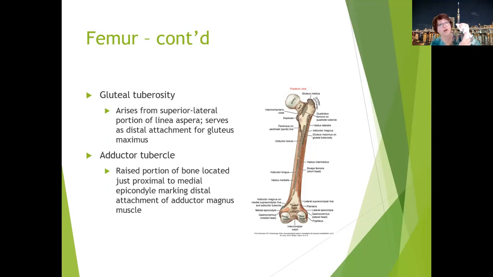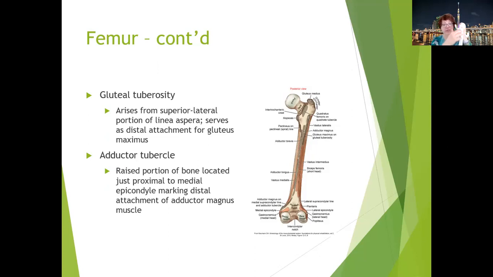The gluteal tuberosity arises from the superior lateral portion of the linea aspera and serves as a distal attachment for the gluteus maximus. So it forms the other leg of the Y with the pectineal line at the top of the linea aspera.